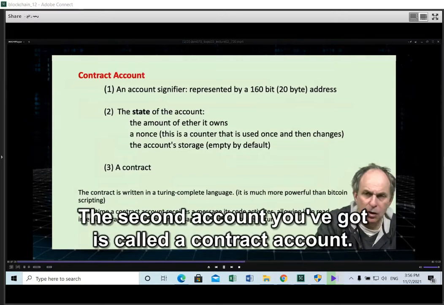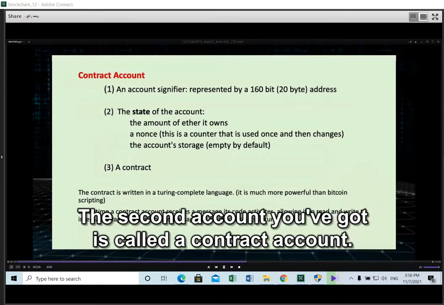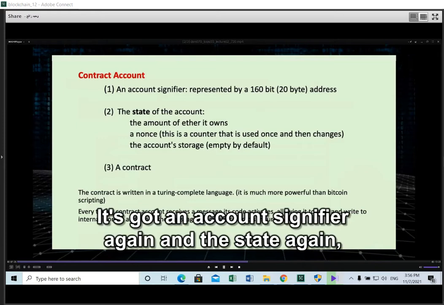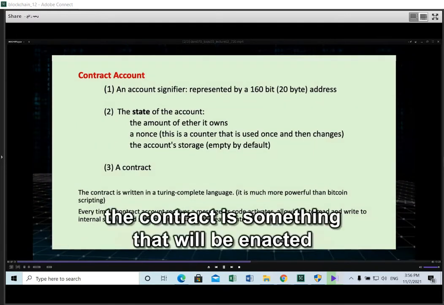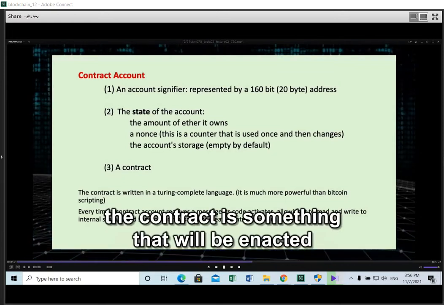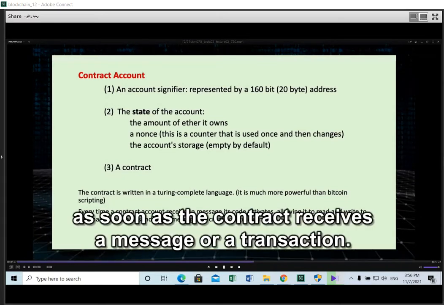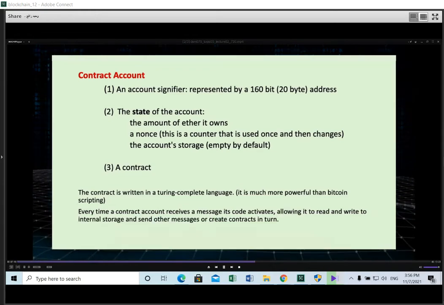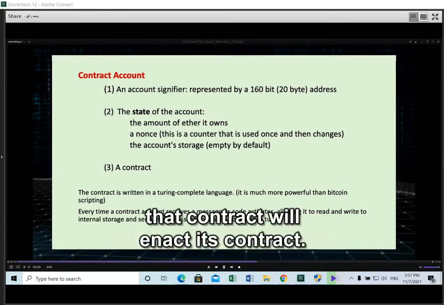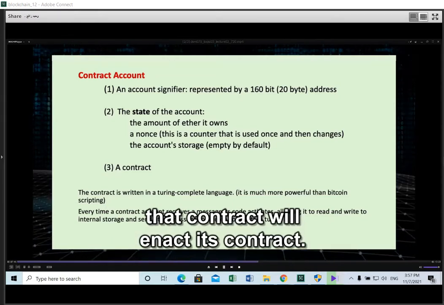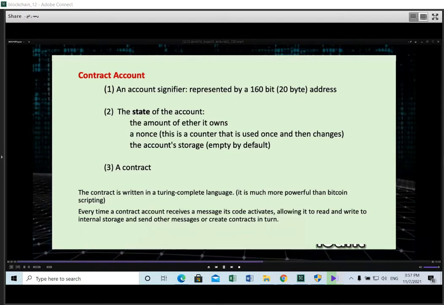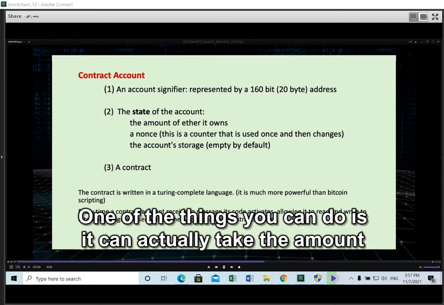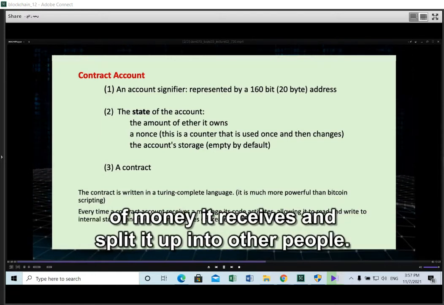Now, the second kind of account you've got is called a contract account. It's got an account signifier again and a state again, and that's all the same. But what's new is you've got a contract. And the contract is something that will be enacted as soon as the contract receives a message or a transaction. As soon as the transaction comes to that contract, it will enact its contract. And we'll see an example of this. And that contract can do all sorts of things. One of the things it can do is take the amount of money it receives and split it up among other people.